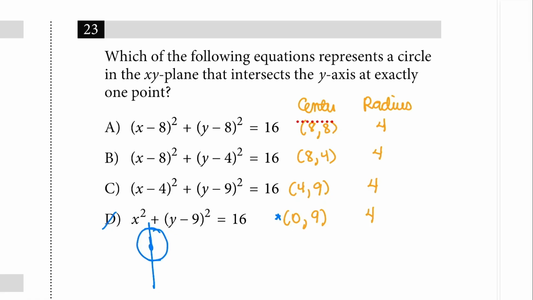Now let's look at the center for C. C is at 4, 9. So if we were to have a shape like that, we would go over to 4, up 9.